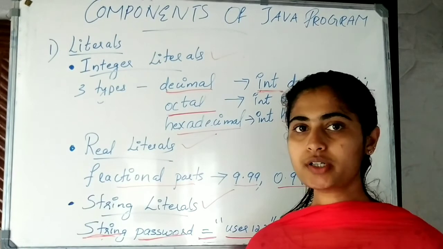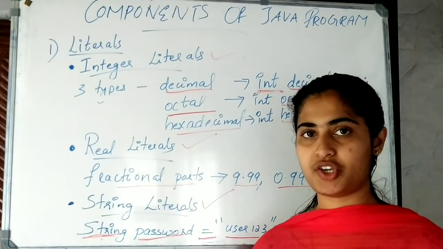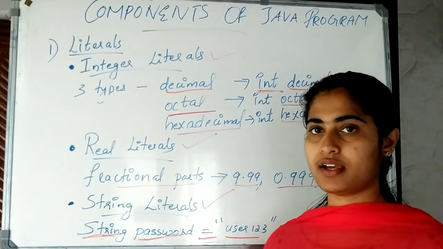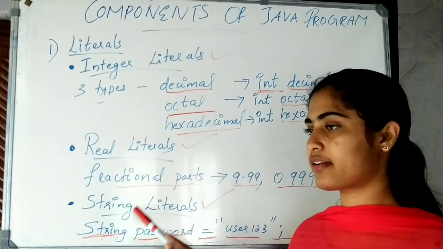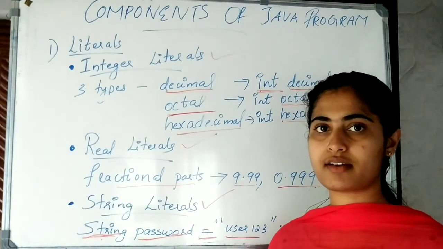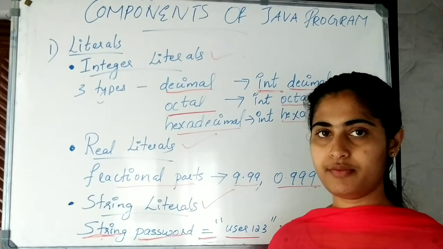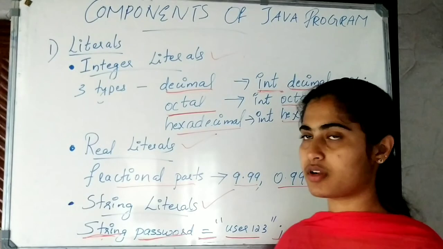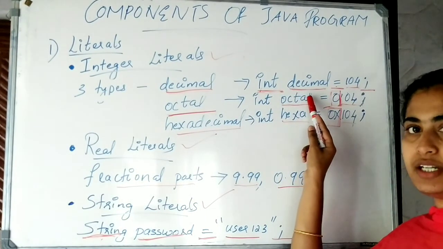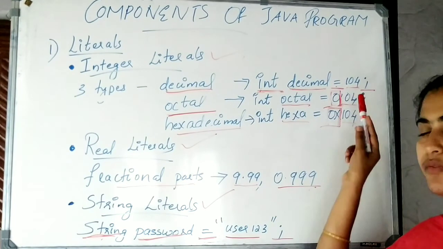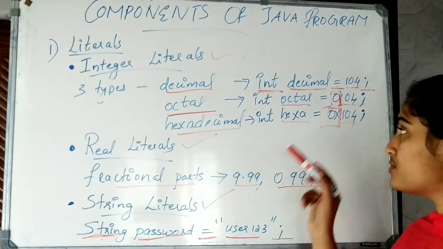So this is all about literals. Literals are used for representing numbers, text, or any information in a Java program. There are three types of literals: integer literals, real literals, and string literals. Integer literals are used for representing decimal, octal, and hexadecimal numbers. For writing integer literals, first you write the keyword int, then the name of that integer, then equal to, and you enter the number. At last, you should end that statement by using a semicolon.